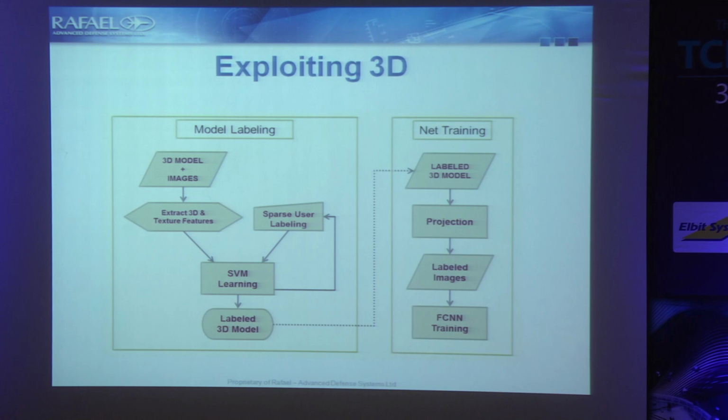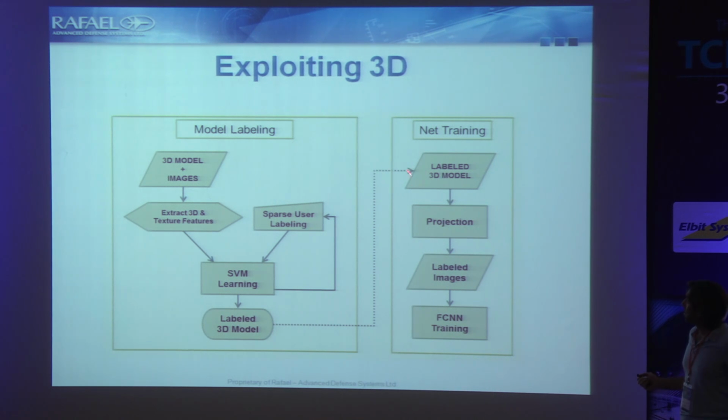So the general flow: we have the 3D model and images, our 3D features, handcrafted, so 2012. We have our sparse user labeling. We do the semantic segmentation task in 3D. We do another 2 or 3 iterations there to save time on the user, so he doesn't have to label everything. He'll just label where the mistakes happened, where the SVM misclassified the vertex. And then this model we're going to back project onto the images. So basically we can generate a nearly infinite amount of data of labeled images.